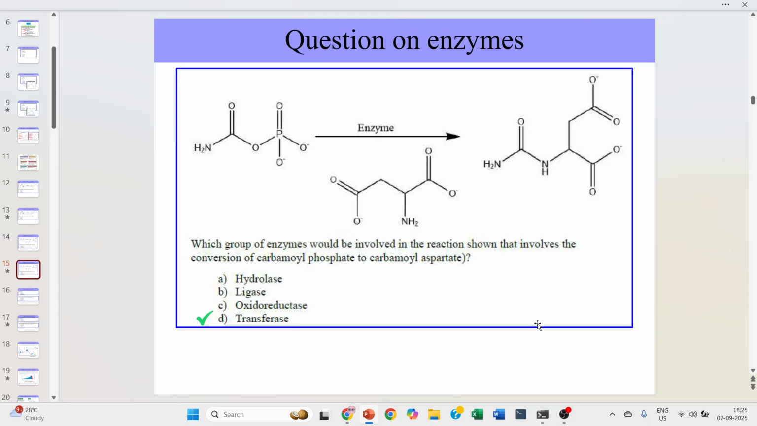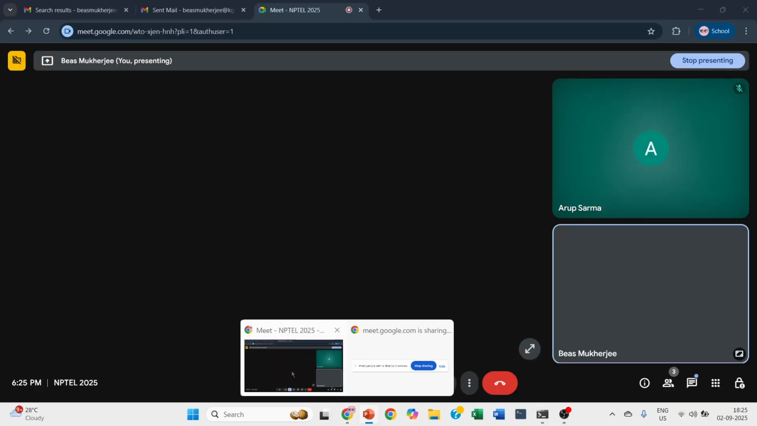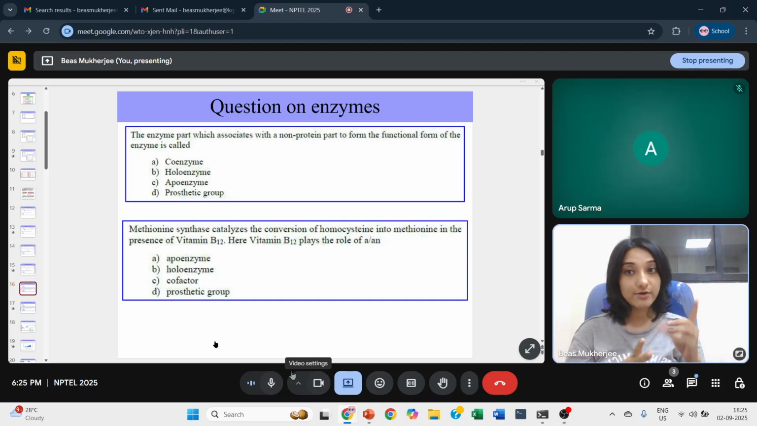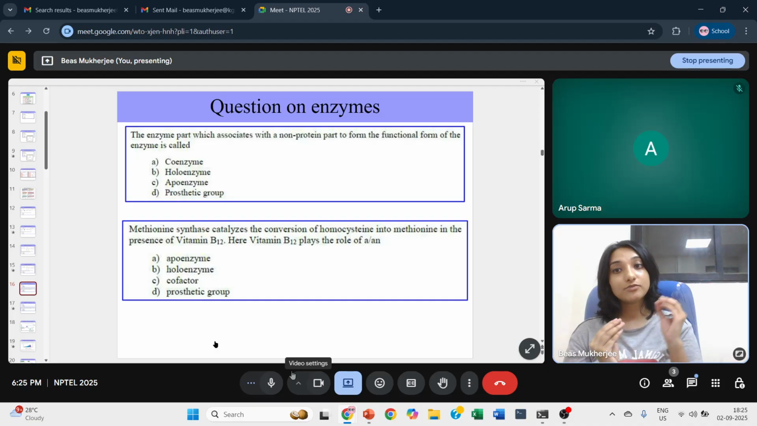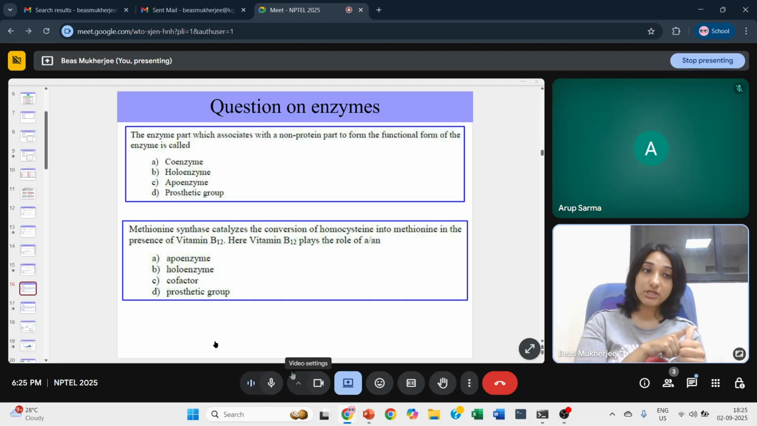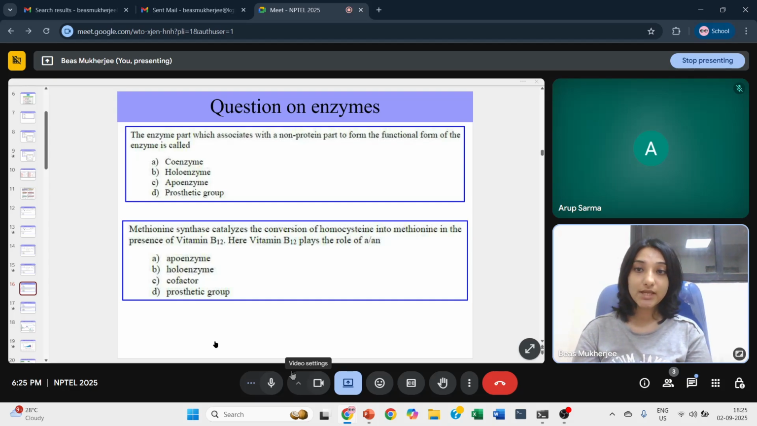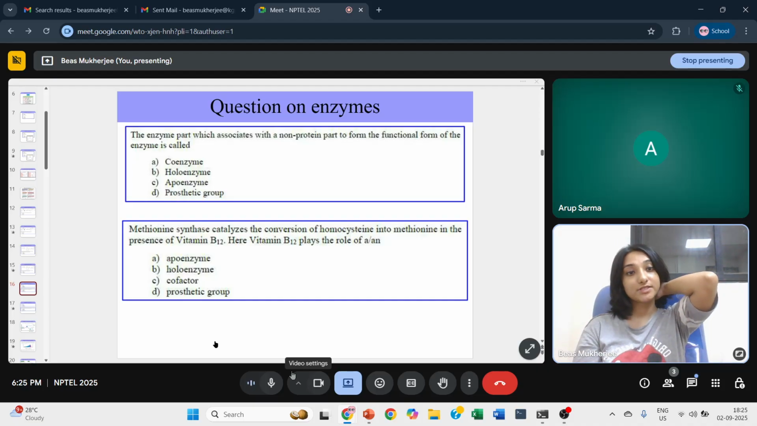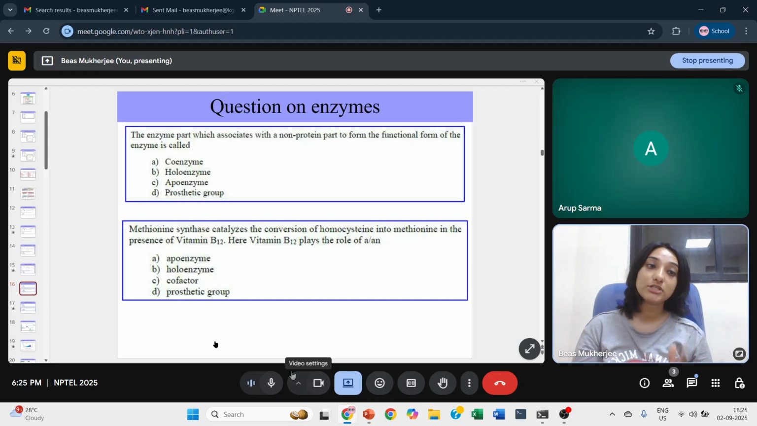So we'll go for the next question. Next, there are 2 questions for you to answer. The first question says: the enzyme part which associates with a non-protein part to form a functional form of enzyme, what is it called? Non-protein. And the second question says methionine synthase catalyzes the conversion of homocysteine, which is an amino acid, into methionine in the presence of vitamin B12. So here vitamin B12 plays the role of A or N.